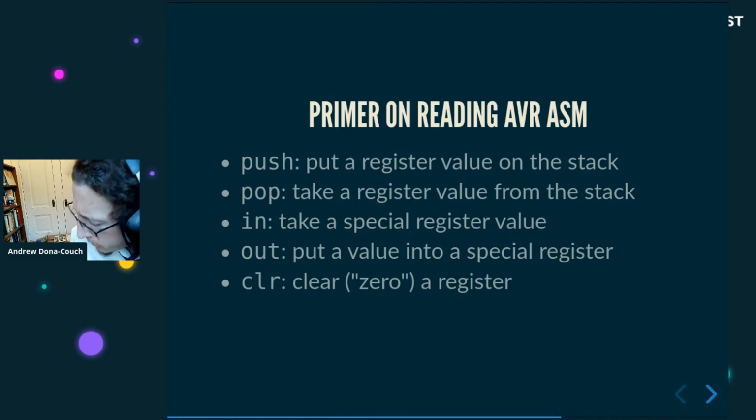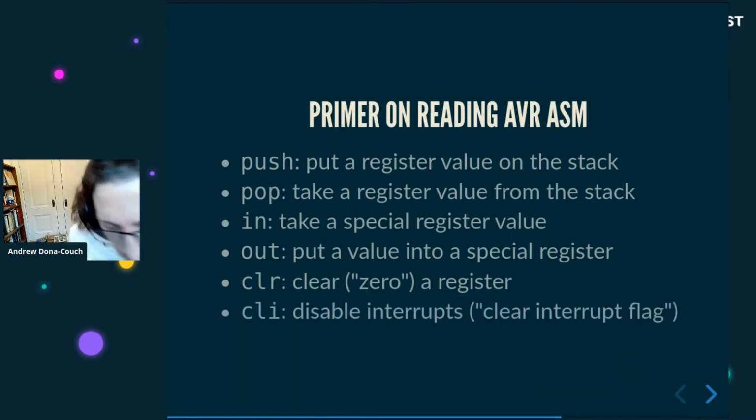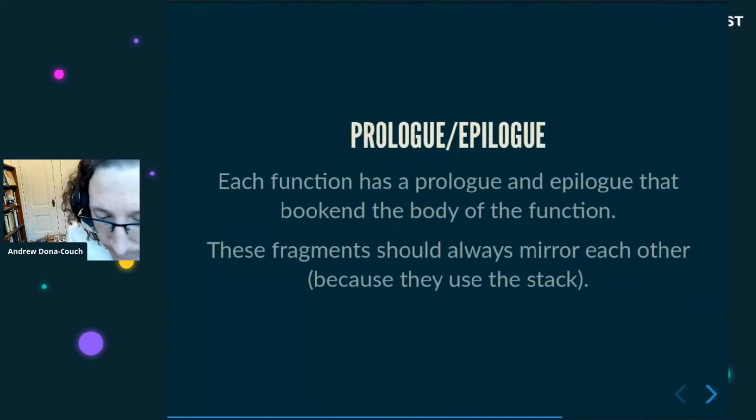For the purpose of this talk, they do other things too. We can also clear a register, and we can disable interrupts with the CLI command. Disabling interrupts tells the machine to not interrupt us so that we can run some code without being interrupted. We can also call that clearing the interrupt flag. And it's worth noting that on AVR, that interrupt flag is in the status register we were talking about earlier.